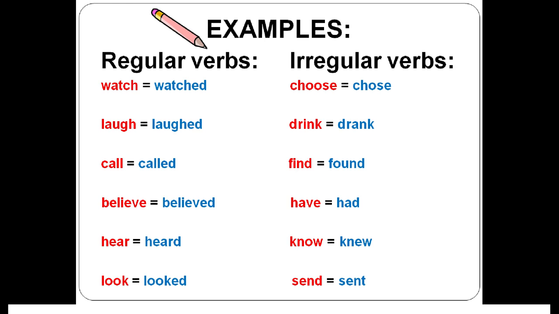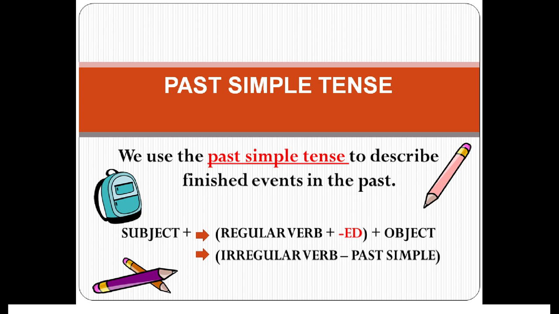Let's read more examples of the most used verbs in everyday communication. Watch, watched; laugh, laughed; call, called; believe, believed; hear, heard; look, looked; choose, chose; drink, drunk; find, found; have, had; know, knew; send, sent. At the end of your sentence, you can put an object, but it's not necessary.